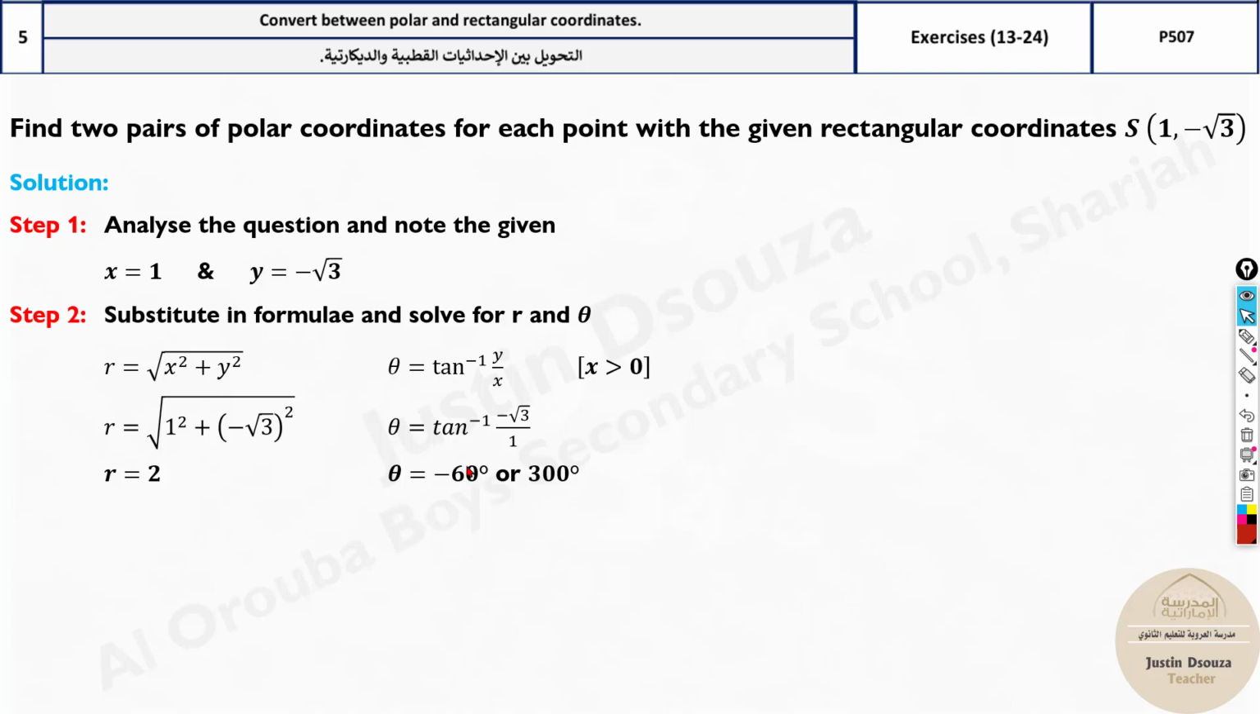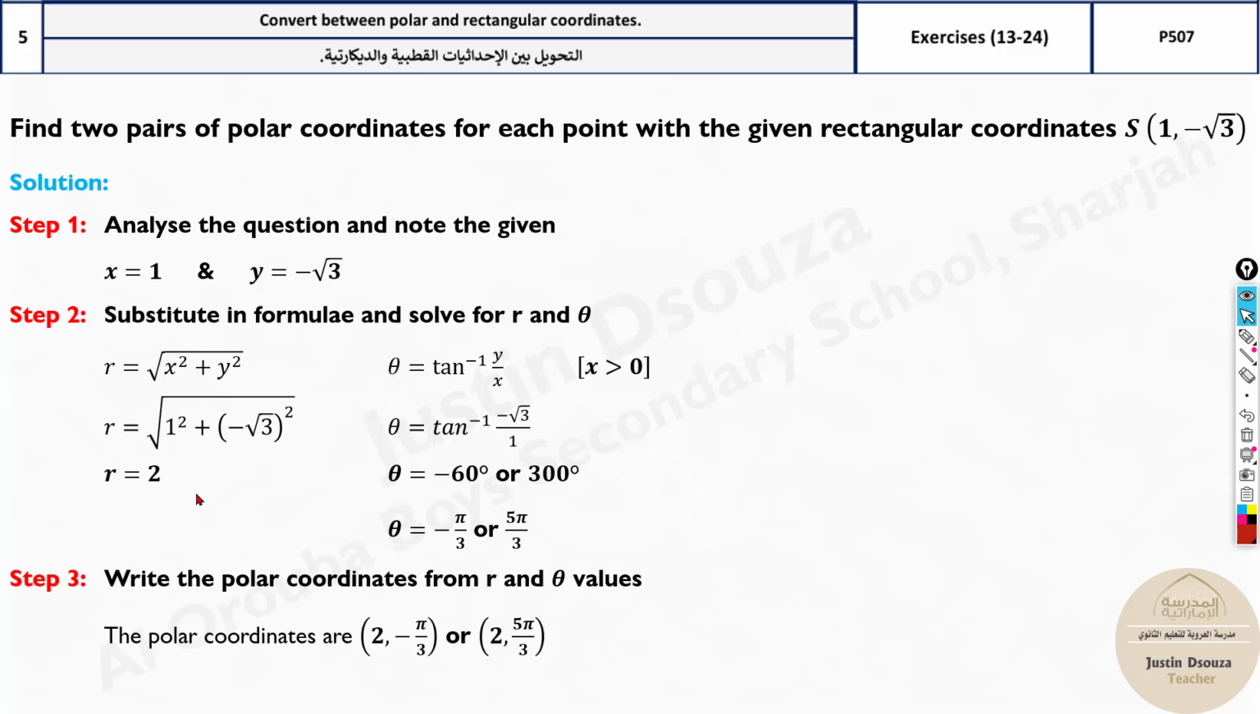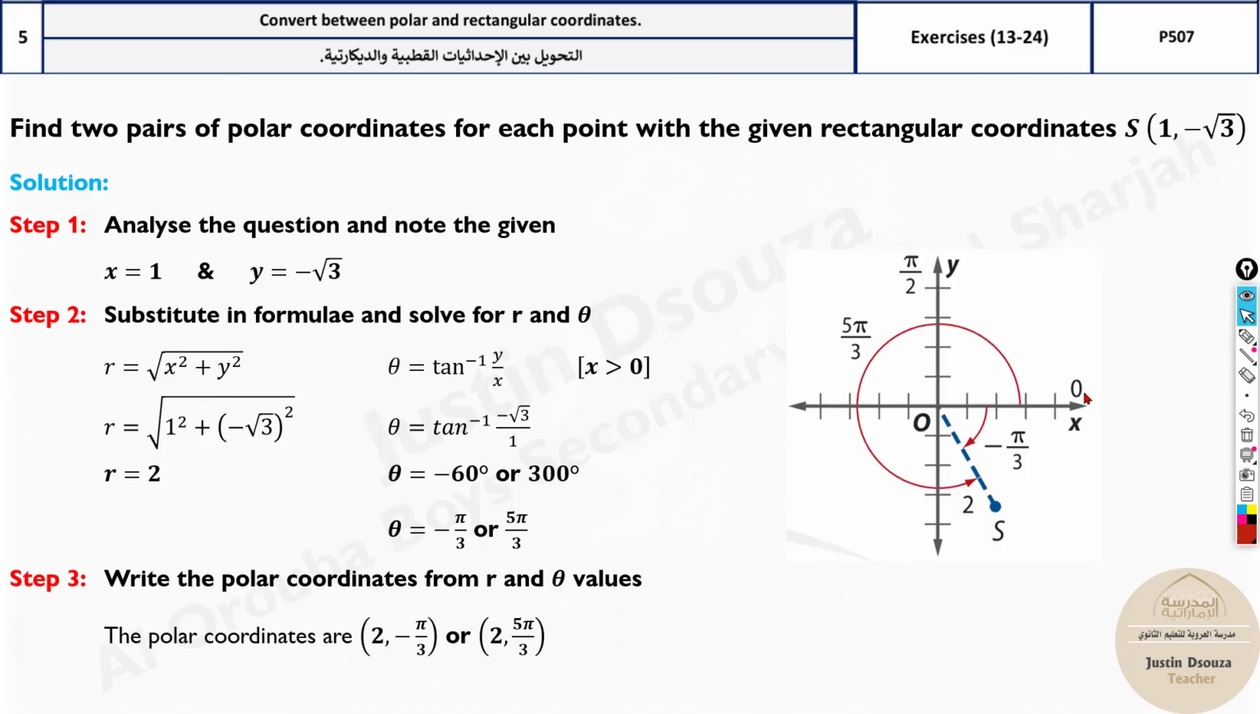Over here we got negative, so we added 360 and we get a positive value. And now write them in polar coordinates, that is r comma theta. r is 2, theta is so much. That's the answer. Now over here you can see negative pi by 3 is also equal to 5 pi by 3. So those are the answers.